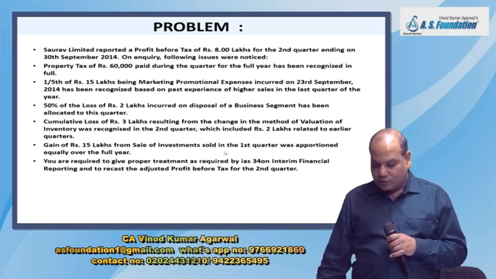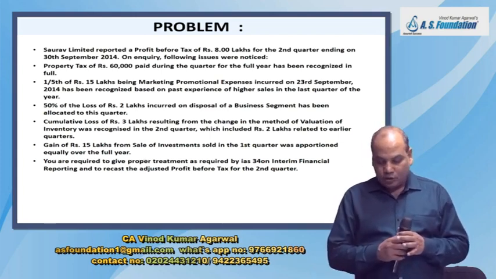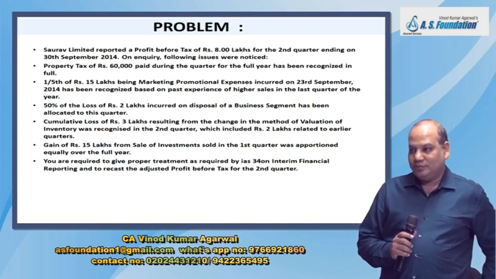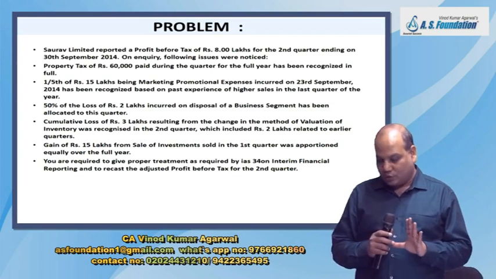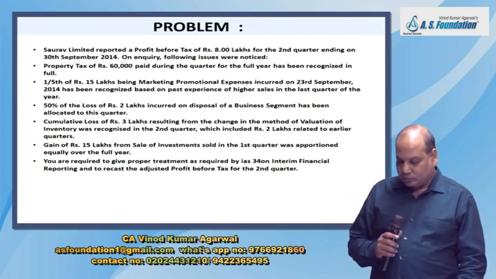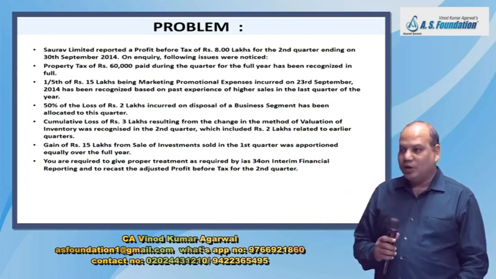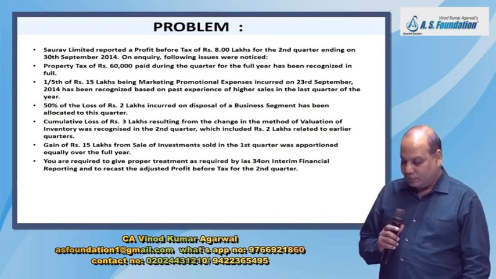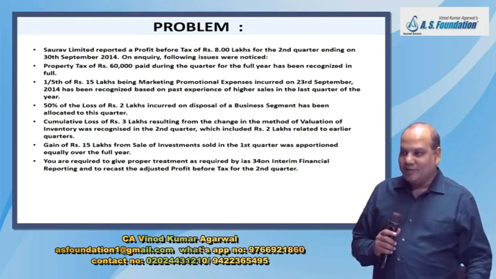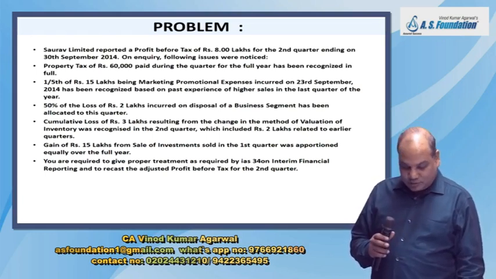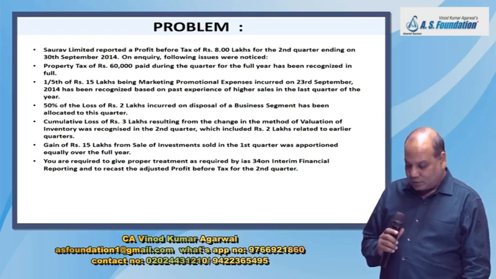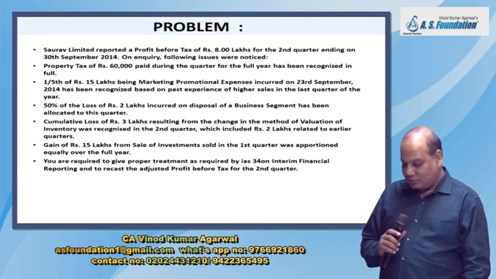Gain of 15 lakh from sale of investment sold in first quarter was apportioned equally over the full year. 15 divided by 4, 3.75 you have apportioned in all the 4 quarters. Which means this quarter also got 3.75 lakh rupees income, which should have been recognized in first quarter. Add or less? Less. Take on your calculator 3,75,000. Now you press equal to.